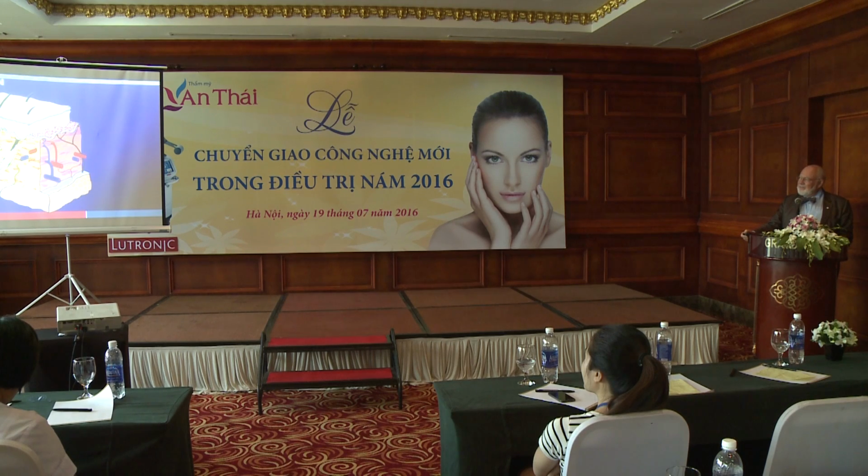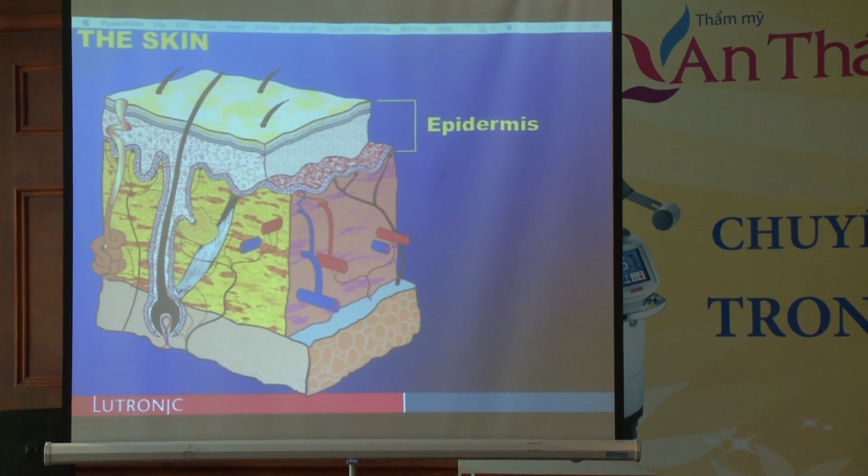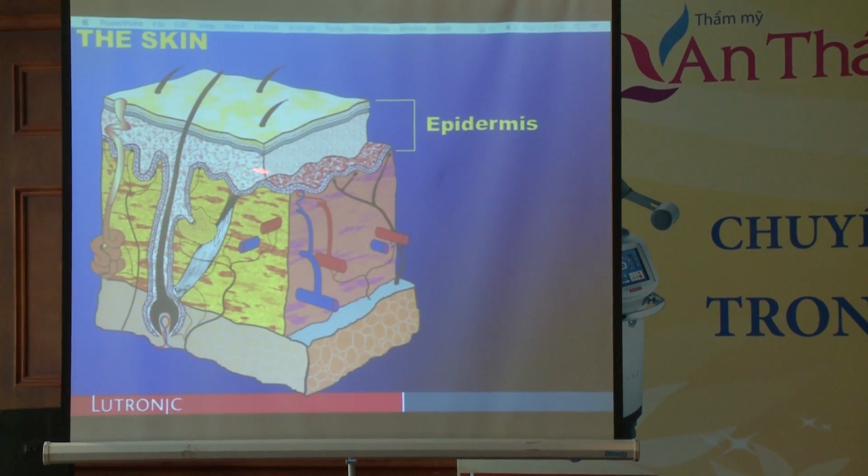So this is a diagram of the skin. This is what your skin looks like. First we have the outside layer of the skin, the epidermis.